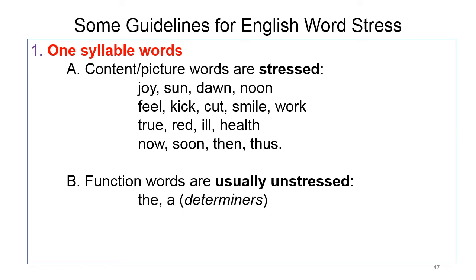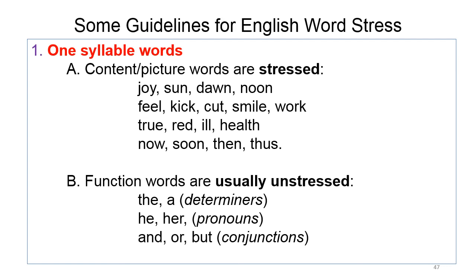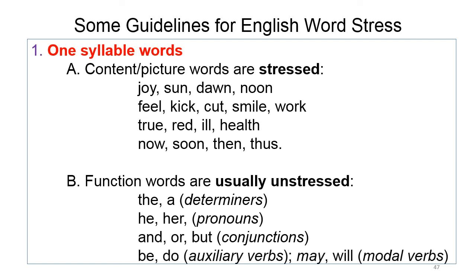Function words are words like the and a, he and her, and or but, be and do, may and will. So different grammar words or function words are usually unstressed, but not always. Content words are always stressed.